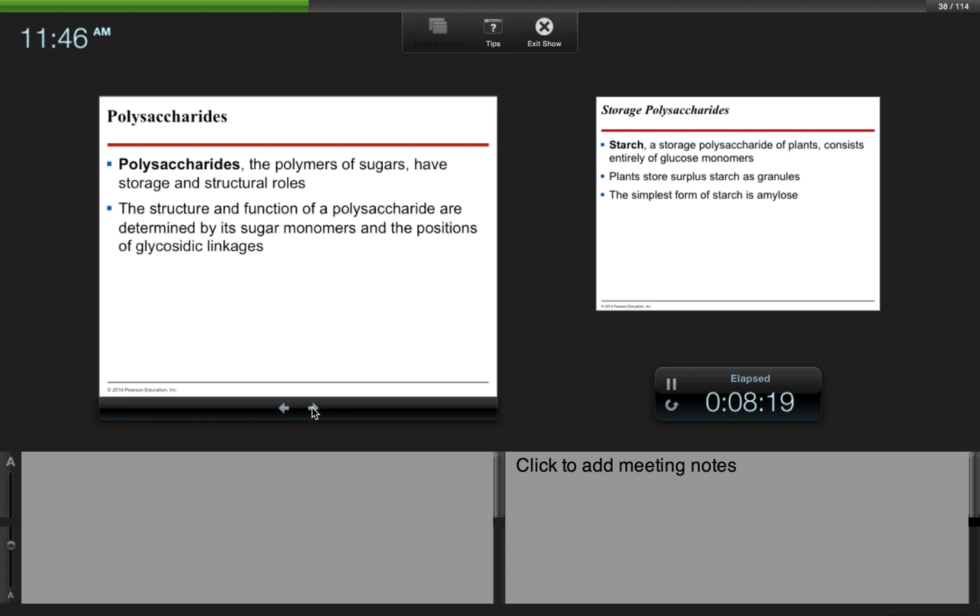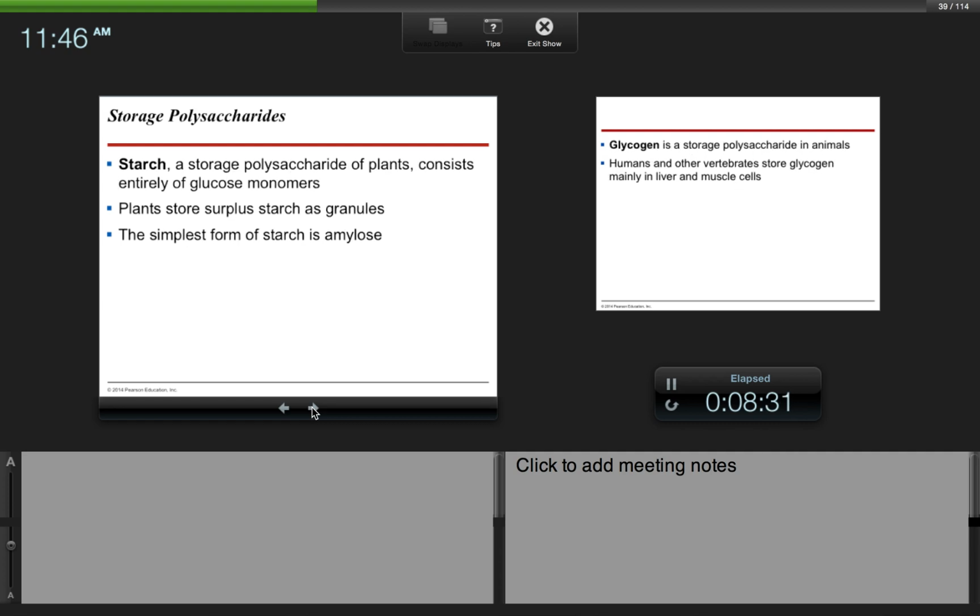Polysaccharides, the polymers of sugars, have storage and structural roles. The structure and function of a polysaccharide are determined by its sugar monomers and the positions of glycosidic linkages. Starch is the storage polysaccharide of plants. Plants store surplus starch as granules. The simplest form of starch is amylose.